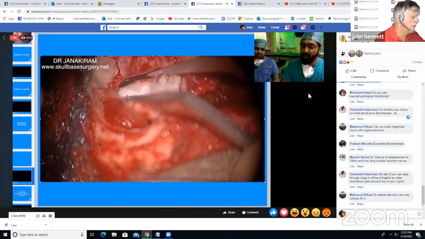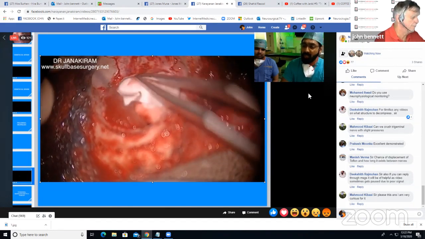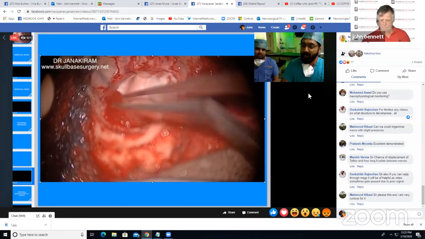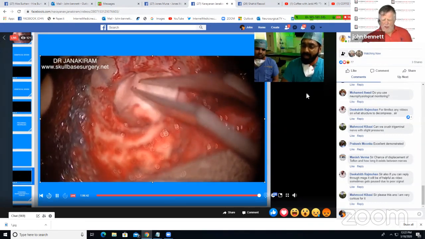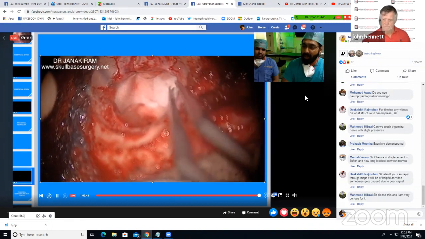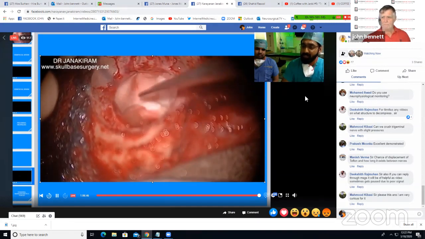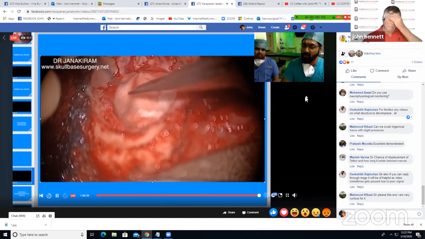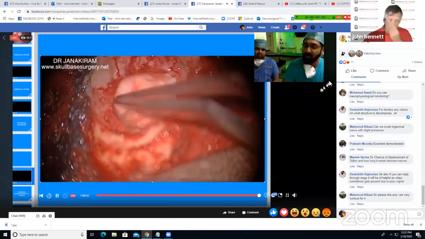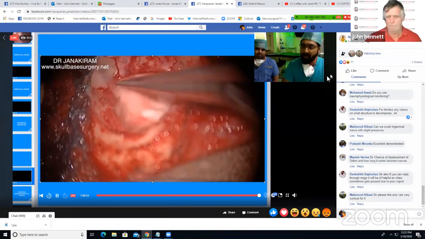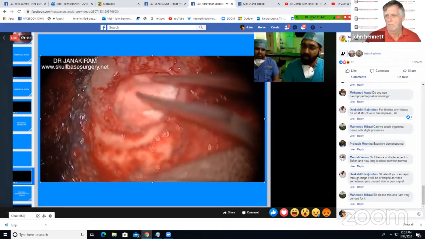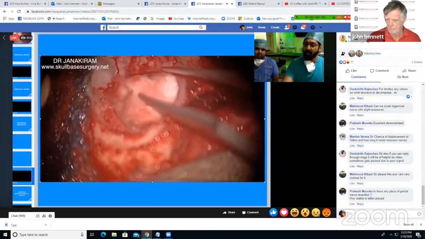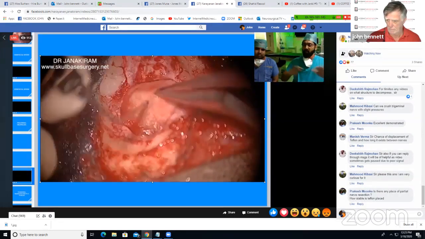Now we are keeping this DuraGen. You see that DuraGen? This DuraGen, which is being placed as an inlay underneath the dura, is to prevent CSF leak. You see how beautifully the DuraGen is being placed. We also use what's called the G-patch. It's available in India, and you can use that as an onlay. So the DuraGen as an underlay and the G-patch as an onlay. The DuraGen forms a beautiful layer underneath.